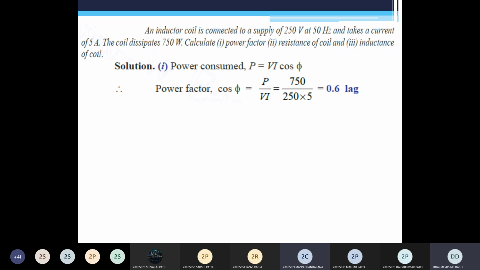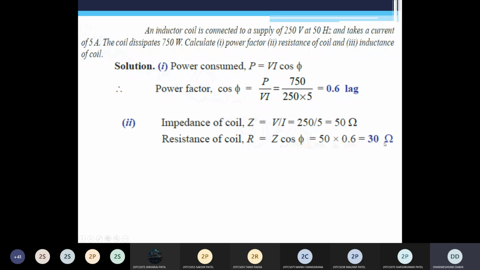Yes, the answer is 30 ohm. First of all, find out the impedance, which is V by I, 250 by 5. So it is 50 ohm. As we know the equation of cos phi, cos phi is equal to R by Z. So R is equal to Z into cos phi. So you get the answer 30 ohm.